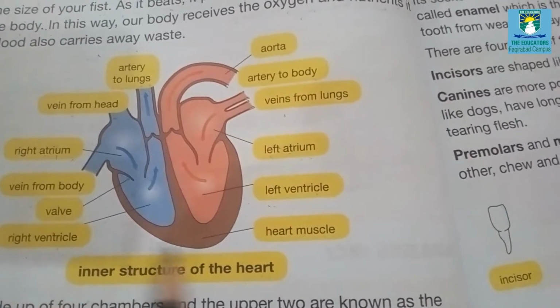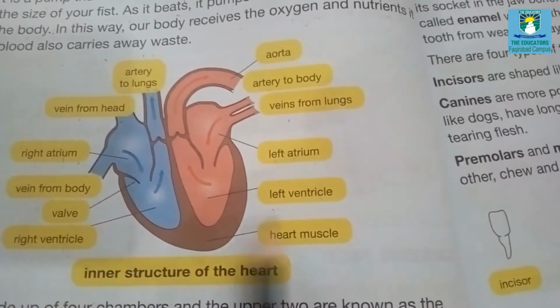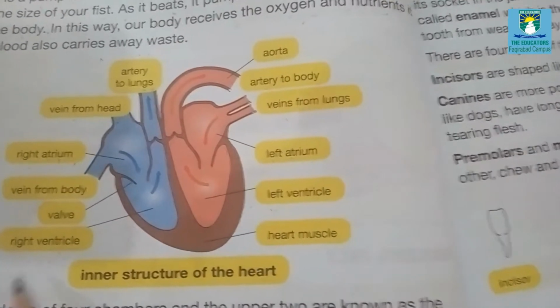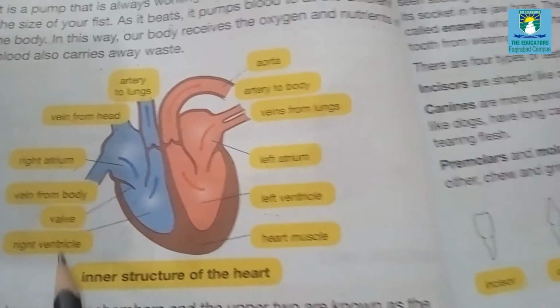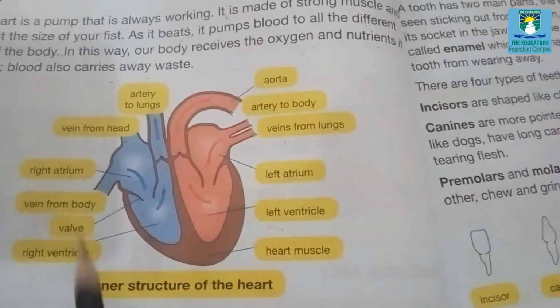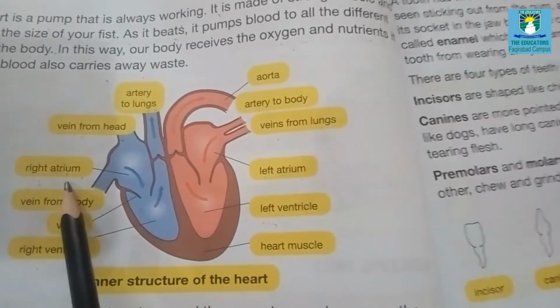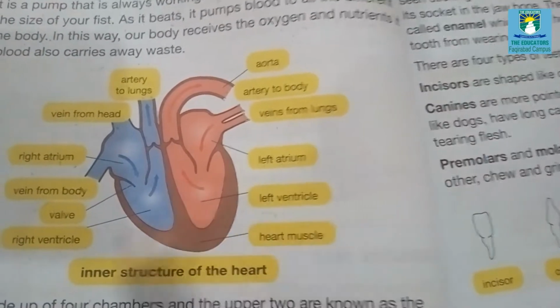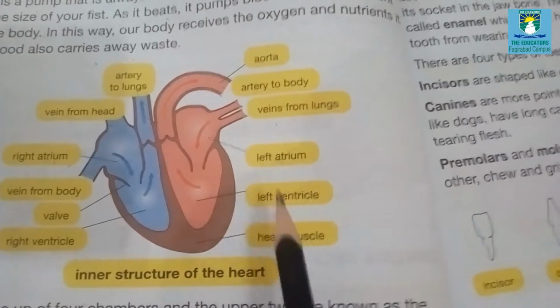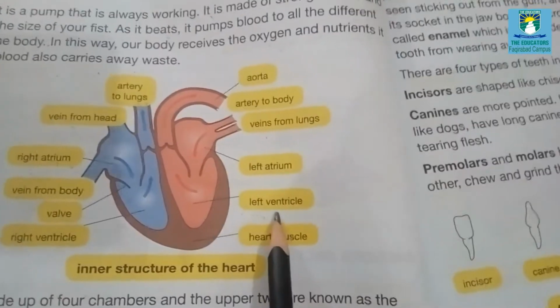Also, we call the bottom 2 chambers ventricles. Our heart is made up of 4 chambers: right atrium, left atrium, right ventricle and left ventricle.